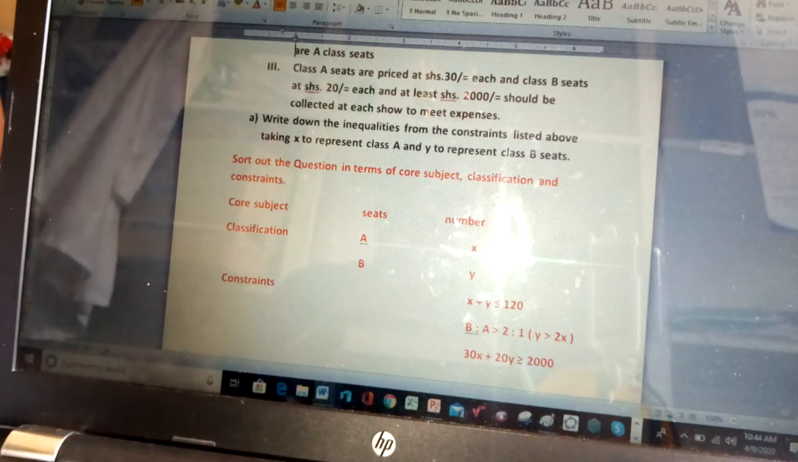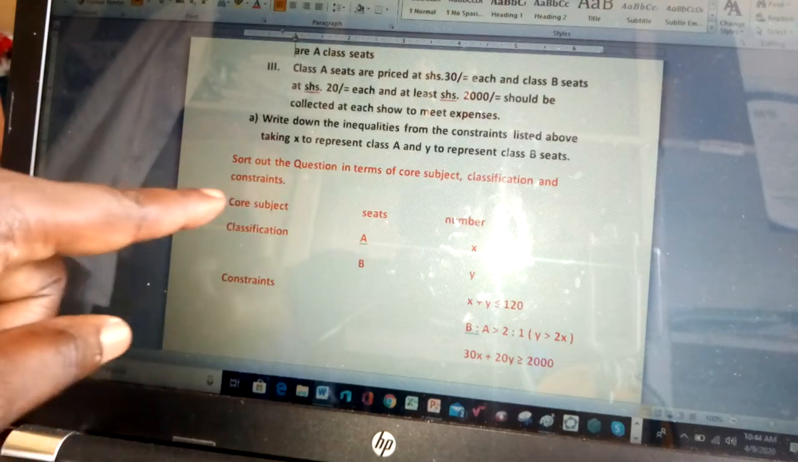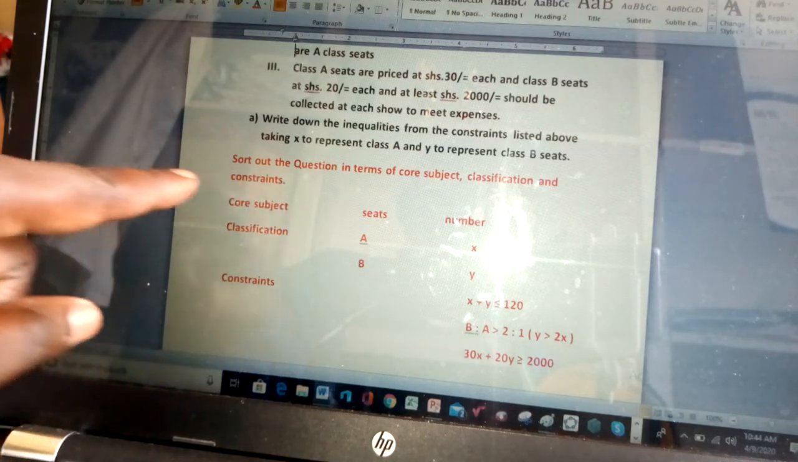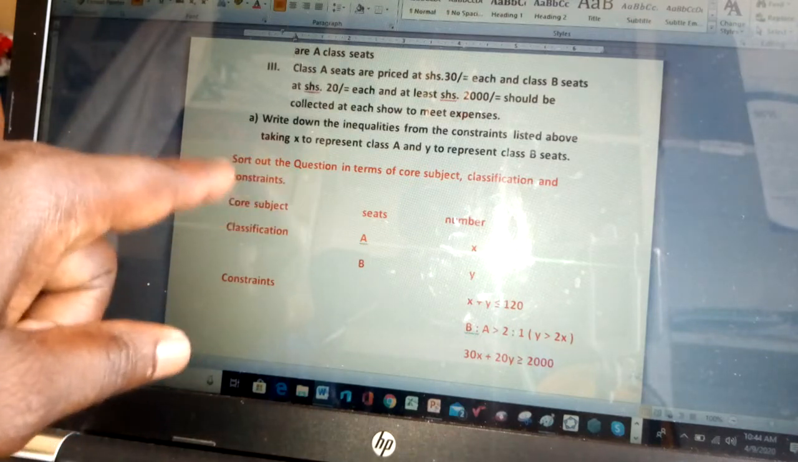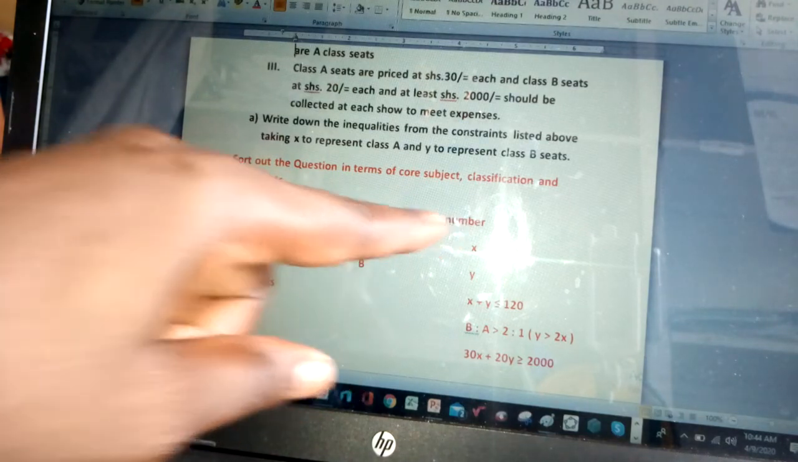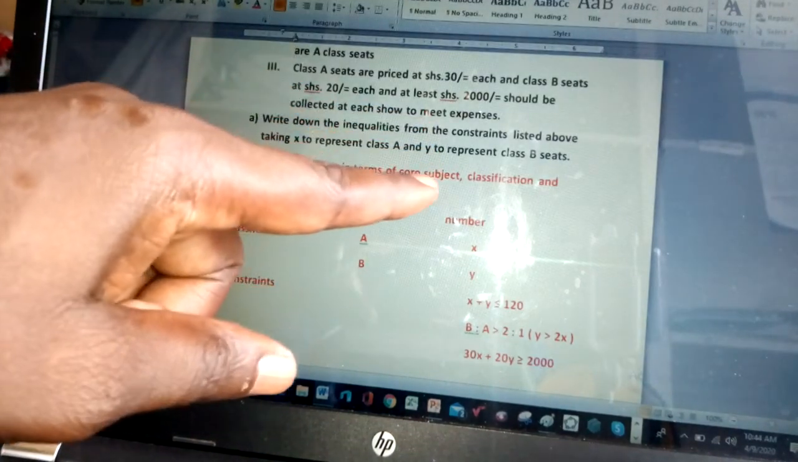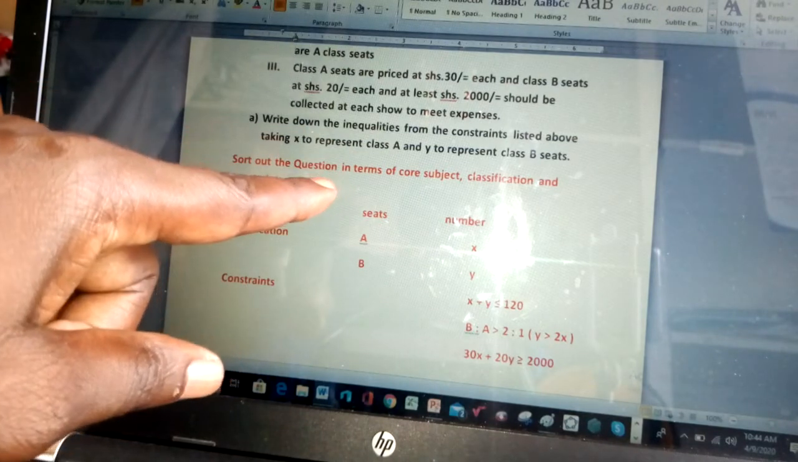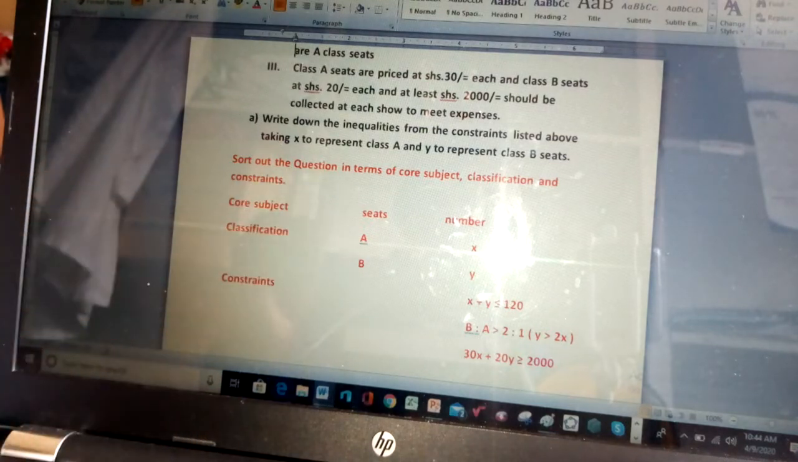You can see now the constraint number 1. Okay, before I go to constraint, just see the core. What is the core subject? I'm dealing with the cinema hall. What is the nitty-gritty of cinema hall? There must be seats in that cinema hall for people to sit. And what is the number required of each? So write down the inequalities from the constraints listed above, taking X to represent class A seats and Y to represent class B seats. So we have already been told what to represent class A and class B.